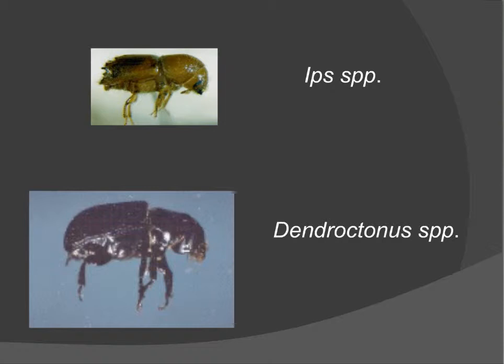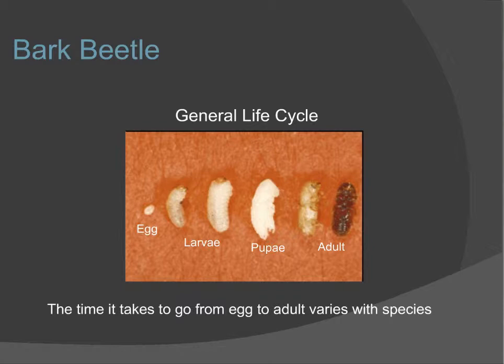Bark beetle life cycle is egg to adult, and the time it takes to go from egg to adult varies with species. And all of that life cycle is carried out, well, almost all of it except the adult, is carried out under the bark in the phloem tissue.